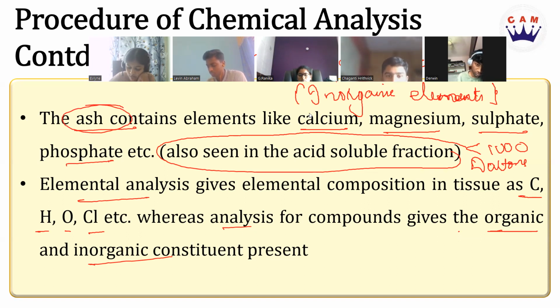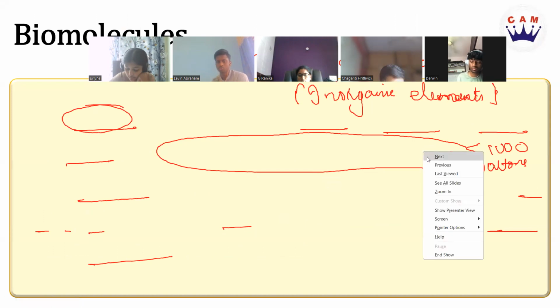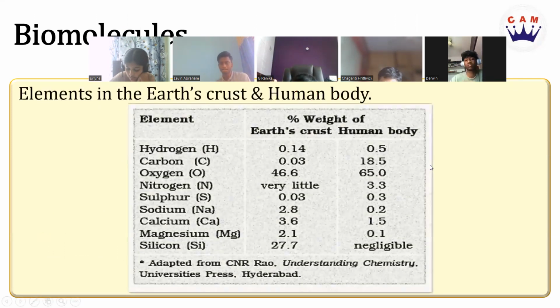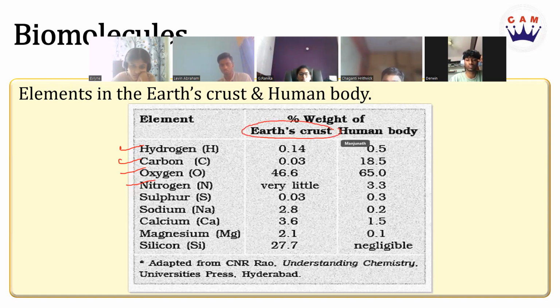Next. See, what did I tell you is found in abundance in the human body? Hydrogen, oxygen, carbon, nitrogen, right? See, this is the percentage weight present in the earth crust and the percentage weight present in the human body. The amount of hydrogen in the earth crust is 0.14, but in the human body it is more, 0.5. Carbon is 0.03, but in the human body it is high, 18.5. Oxygen is 46.56 in the earth crust. In the human body it is 65.